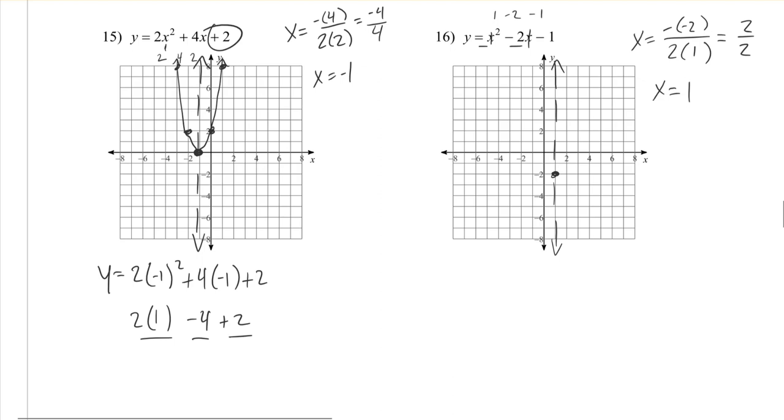So let's choose, well, we know our y-intercept is at negative 1, so here and here. Let's choose, how about a 3 next? So we'll plug in a 3 for x. 3 squared is 9. Negative 2 times 3 makes negative 6 minus 1. 9 minus 6 minus 1 is 2. So 3, 2, and negative 1, 2, and that's enough.